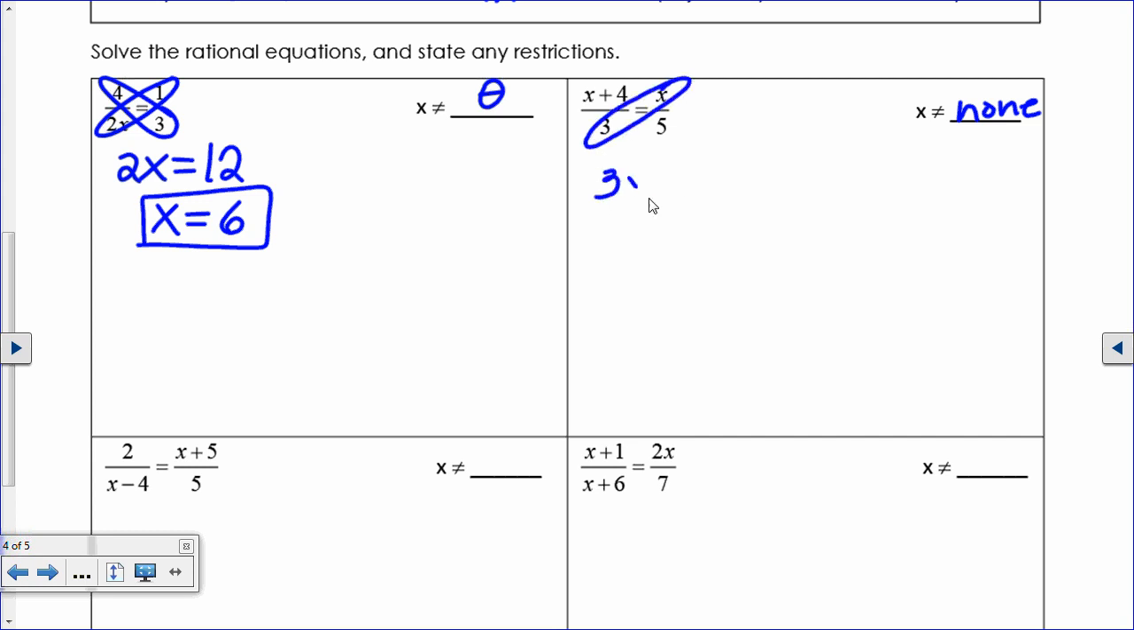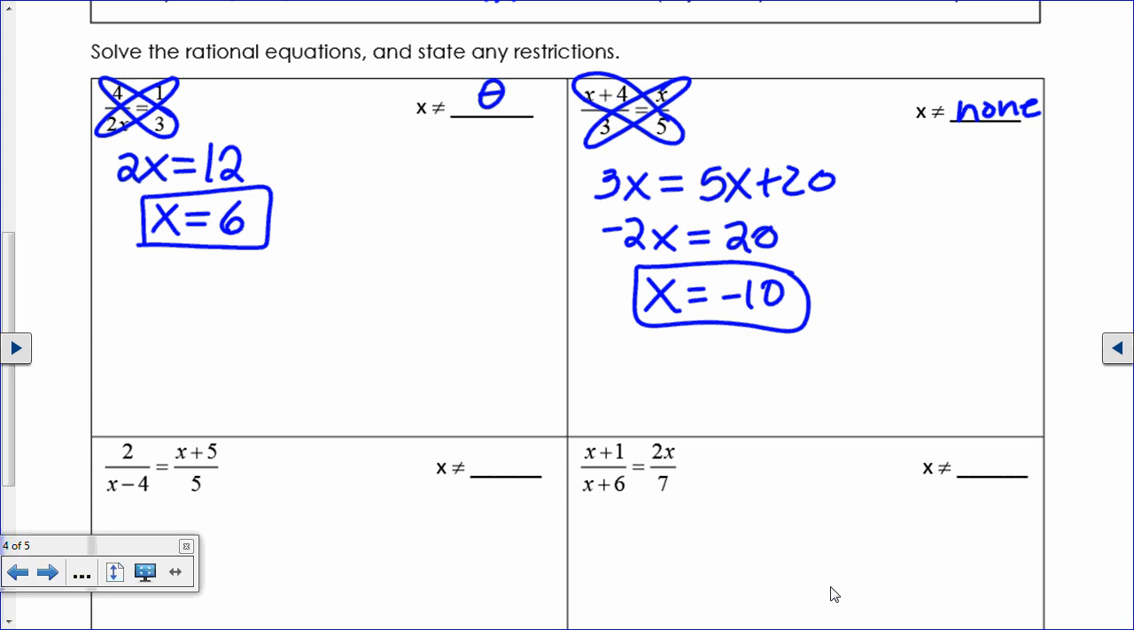So I get 3x. 5x plus 20. You have to remember if there are two terms, you have to distribute when you cross multiply. So the 5 is being multiplied times the x and the 4. Be really careful you remember that distribution. Then what? So you would move the 5 over here, and then divide by 2.